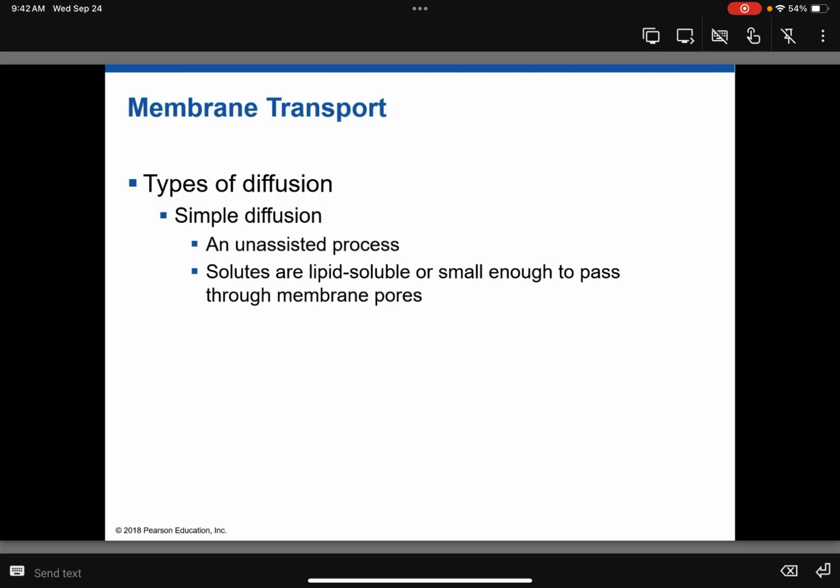Couple different types of diffusion. We have simple diffusion. This is an unassisted process. And solutes are lipid soluble or small enough that allows them to pass through the membrane itself.